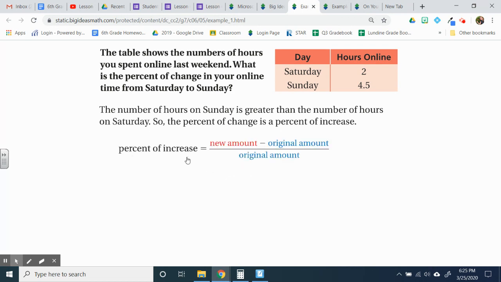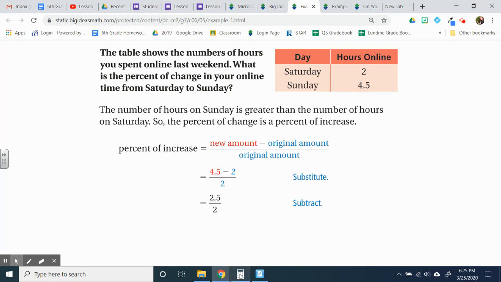To get our percent of increase, we need to take our new amount and subtract what the original amount was. So the new amount is 4.5. The original amount was 2. And then the denominator is going to be the original amount, which is what we started with on Saturday, 2. So here's what it looks like. I plugged it into those spots. All I need to do is simplify this fraction because I need to take care of the top, so I only have one number on the top. So 4.5 take away 2 is 2.5.